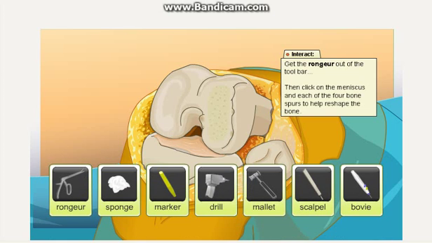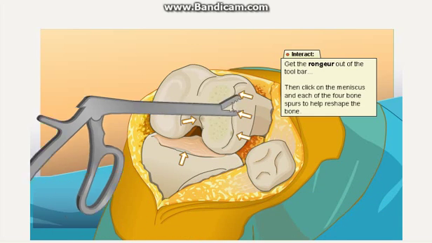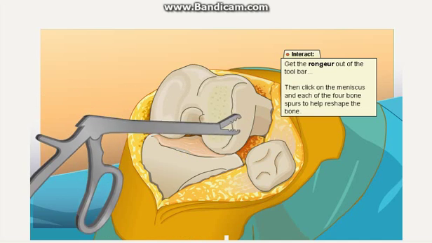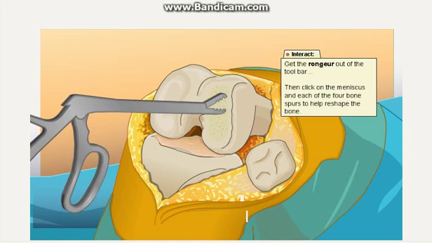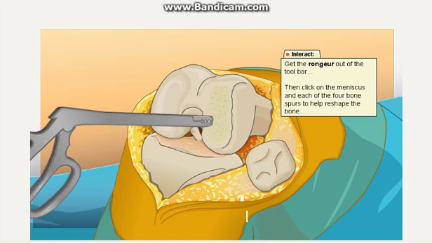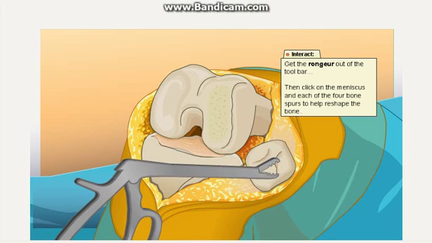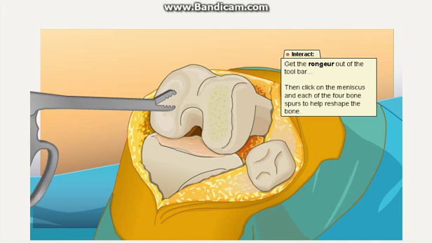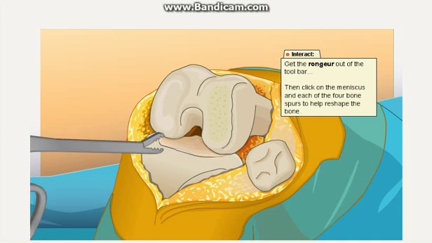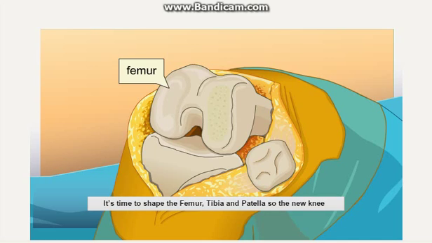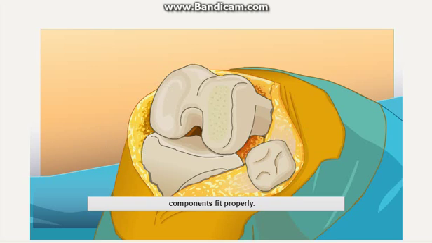Use the rongeur to remove the anterior cruciate ligament, or ACL, the meniscus, and any bone spurs that may be lurking about. Are you a good sculptor? It's time to shape the femur, tibia, and patella so the new knee components fit properly.